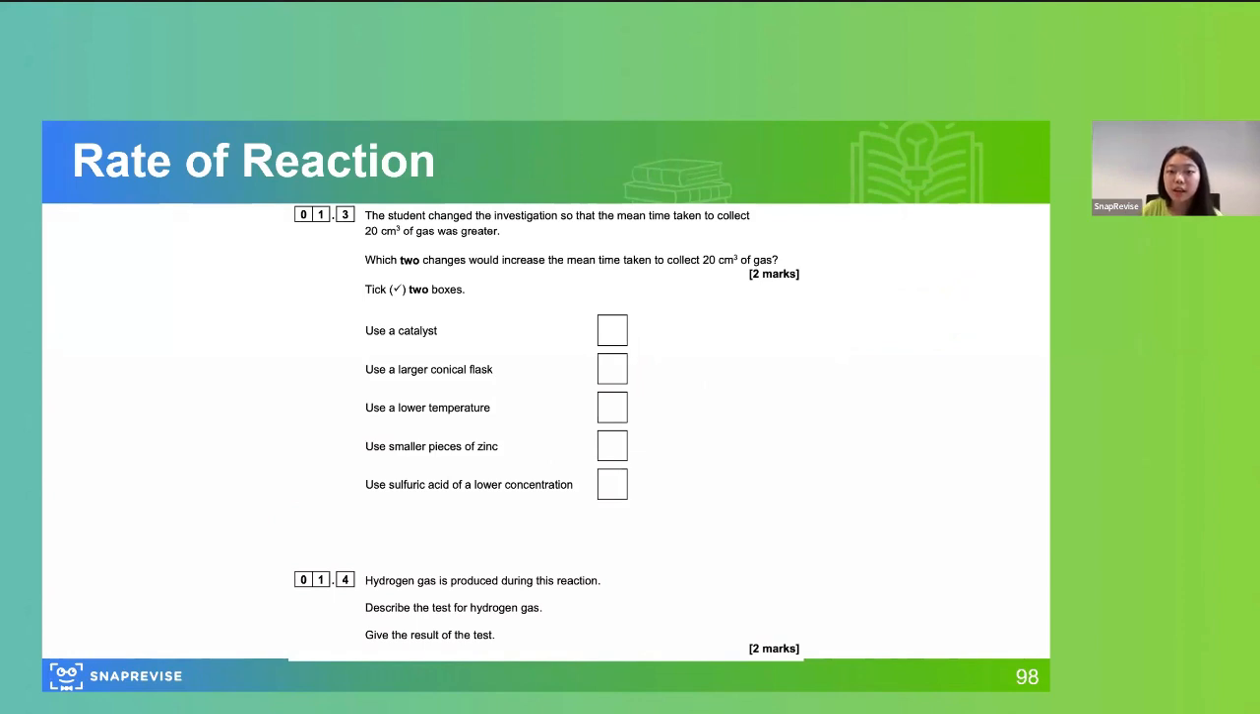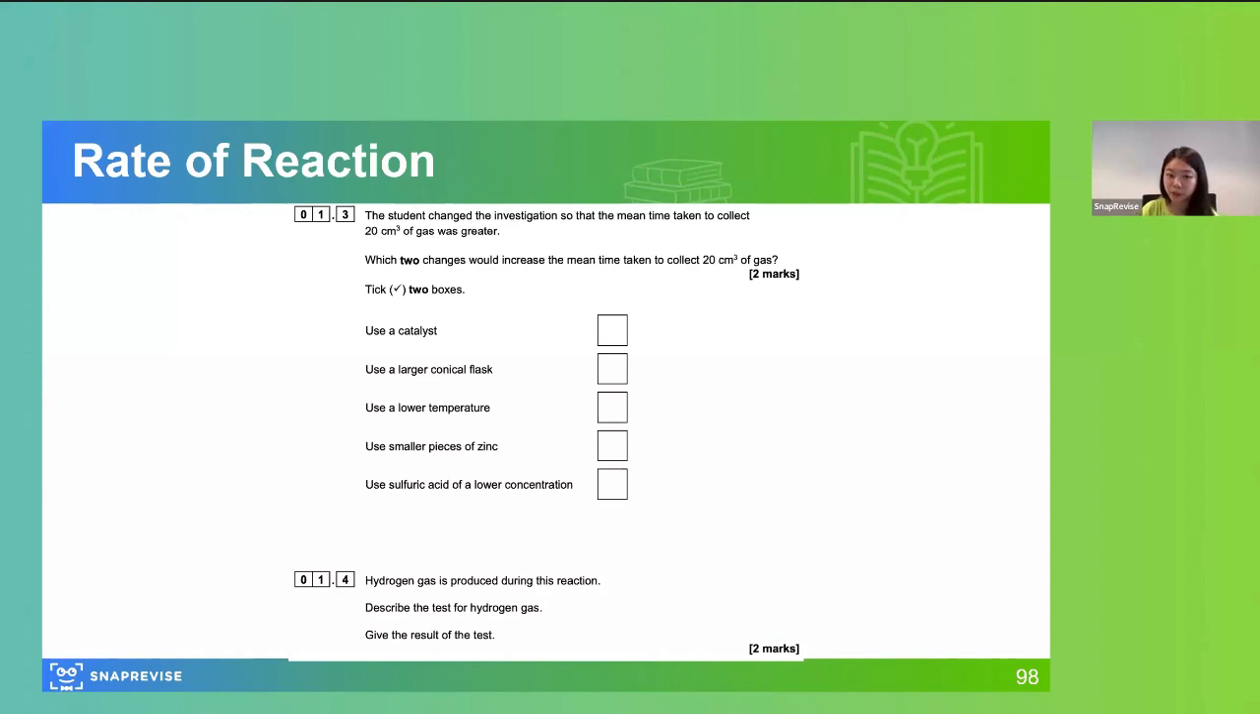It's saying that the student changed the investigation in the very beginning. It talks about collecting 20 centimeters of gas to make sure that the time was greater. So they wanted a lower rate of reaction because they wanted more time taken to collect this gas. So what would the changes be? If you want a lower rate of reaction, you're going to have to do the opposite of what I just basically told you. So essentially, using a higher temperature is going to increase it, so you want a lower temperature to decrease the rate of reaction for the time to be longer.